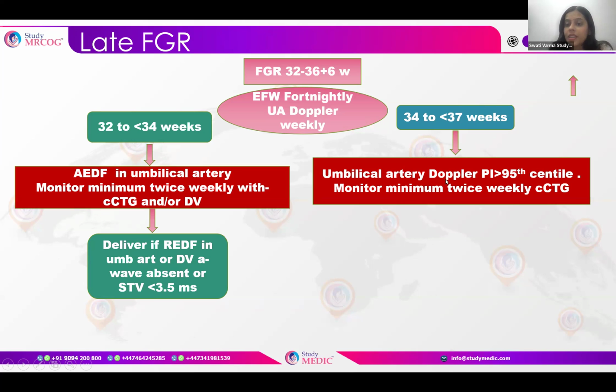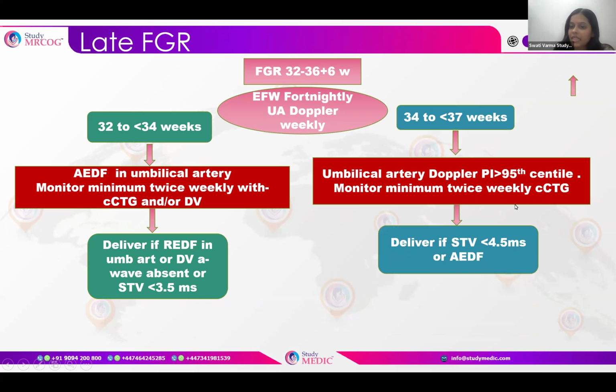But now what feature is requiring increasing surveillance? Umbilical artery Doppler PI more than 95th centile. That is the borderline feature there. If this develops, you will monitor minimum twice weekly with computerized CCTG. And now when you have to deliver, what is the delivery criteria? Of course, AEDF or REDF, or deliver if STV is less than 4.5.